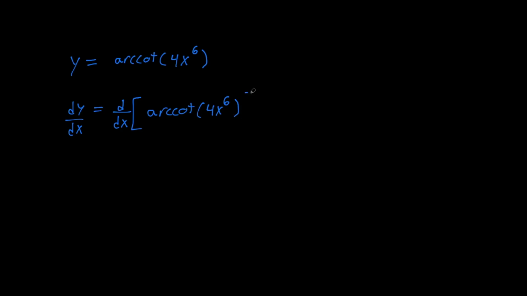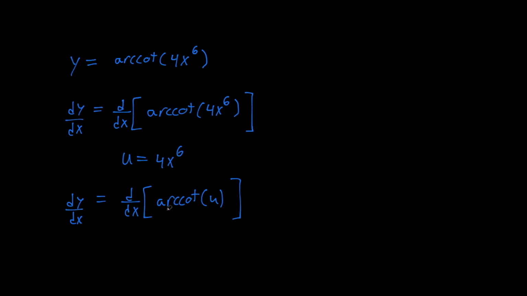And we have a function of 4x to the sixth nested within the arc cotangent function. So we're going to want to move towards chain rule. We can start that by saying u equals 4x to the sixth. So then dy/dx equals d/dx of arc cotangent of u.